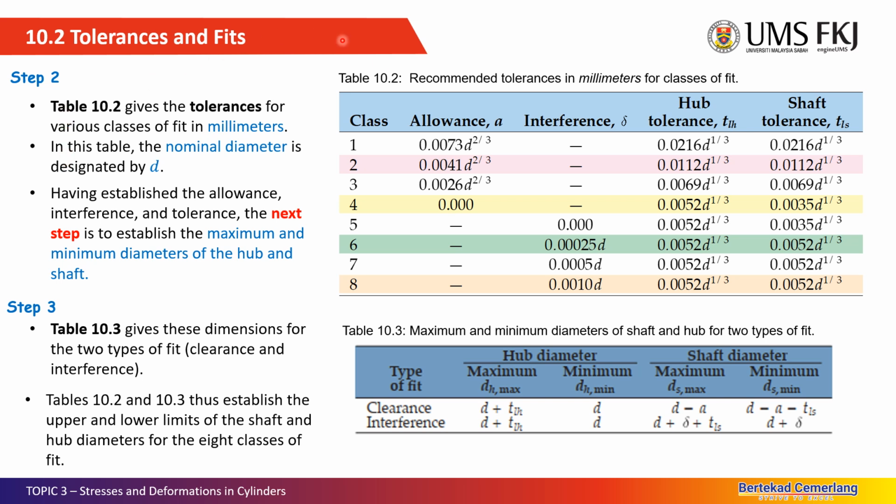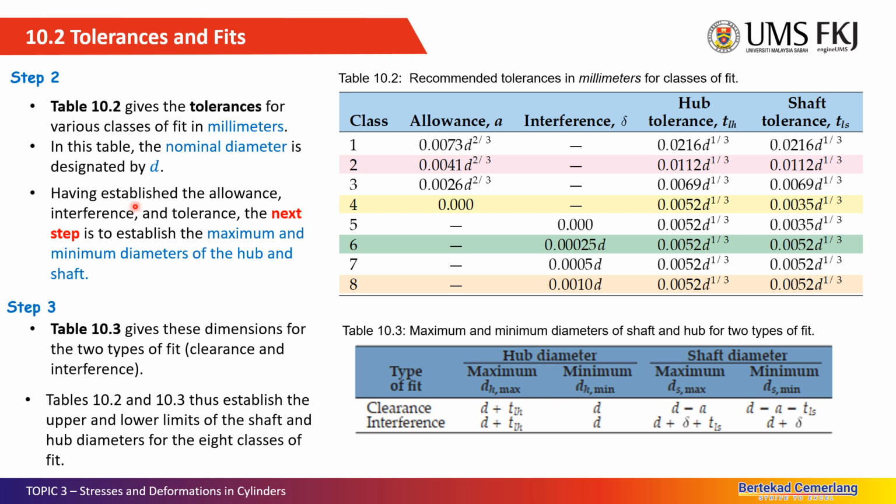In step 2, we refer to table 10.2, recommended tolerance in millimeter for class of fits. Table 10.2 gives the tolerance for various classes of fit in millimeter. Remember, there are also tables in inch, but this time we are using the SI unit, so we take the table using millimeter. In this table, the nominal diameter is designated by D. So D here is the nominal diameter, also here and here and here.